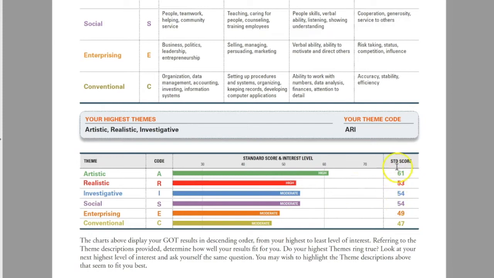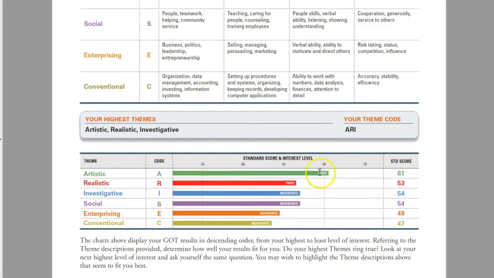To the right, the STD score is your standard score. Your standard score is based on the average scores of working adults, both male and female. However, research has shown that men and women tend to respond differently in certain areas. For example, there are more men with higher realistic scores than women, so grouping the genders together wouldn't help you best identify your interests.